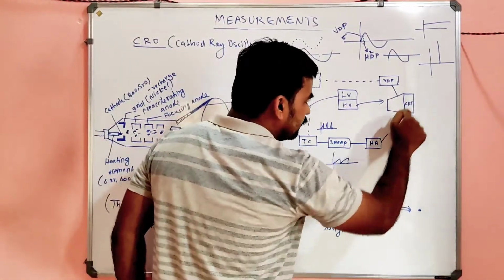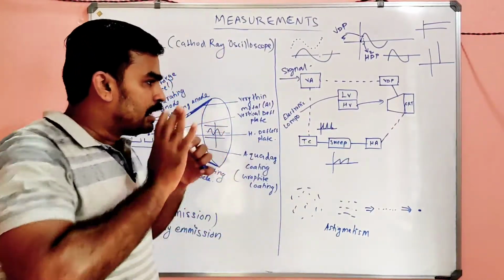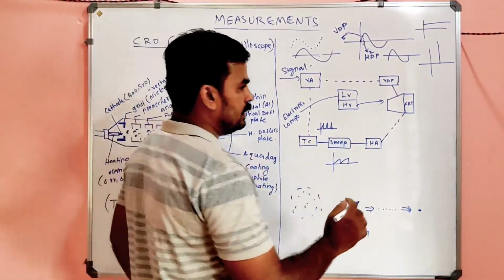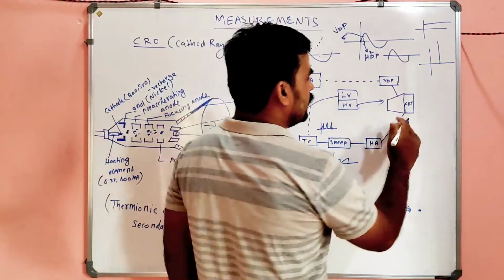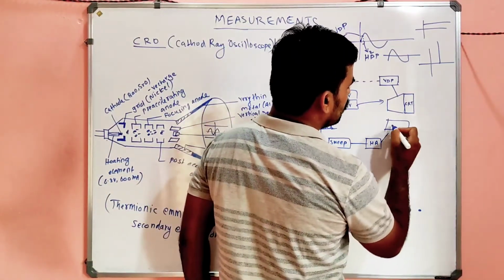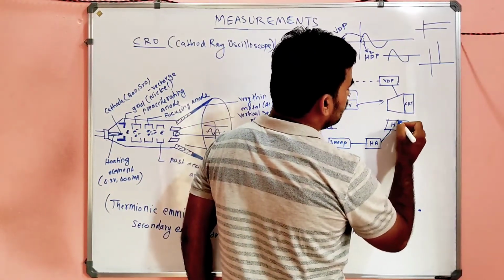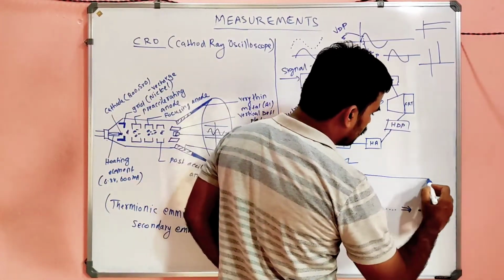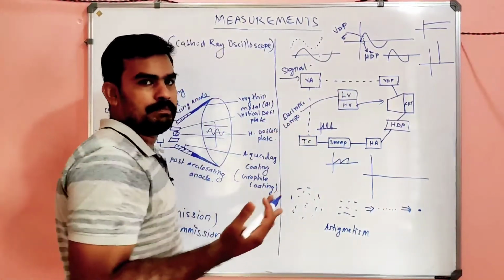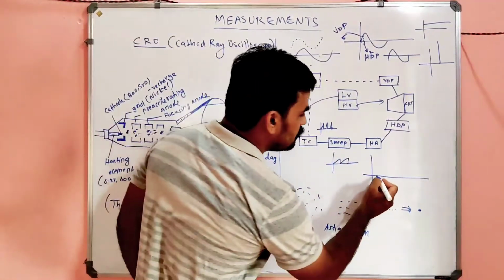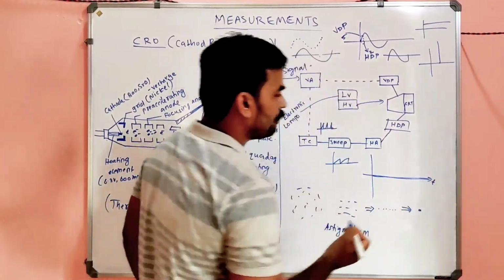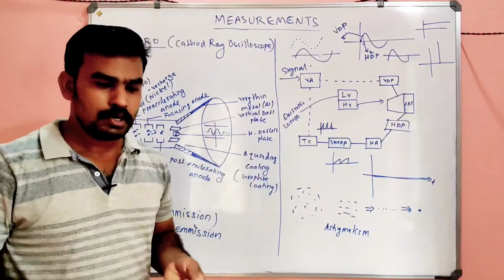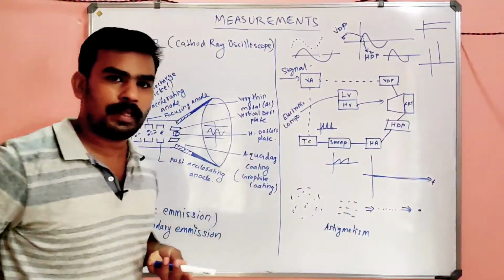Why is this step needed here? The horizontal amplifier output is directly given to the horizontal deflection plate, and then to the CRT. The function of the horizontal deflection plate and horizontal amplifier, along with the sweep generator, is simply to produce the time base, my dear. Because for every signal to be represented on the screen, first you need a time base.